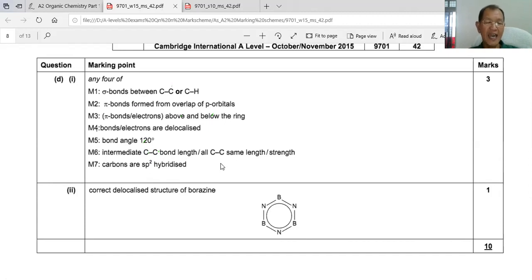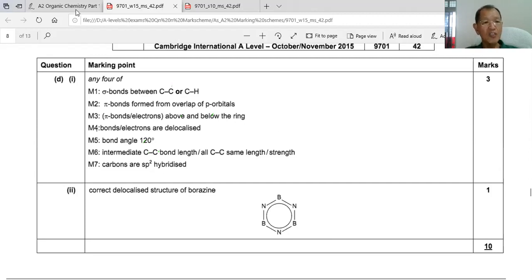They actually took an X-ray photograph of this one. They found that the carbon-carbon bonds are all the same length. How can they become the same length unless they have the same type of bonds? This happens because the p orbitals become delocalized. The last point you can mention to get a mark is the carbons undergo sp2 hybridization. So there are 7 points here. You mention 4 points, you get 3 marks.